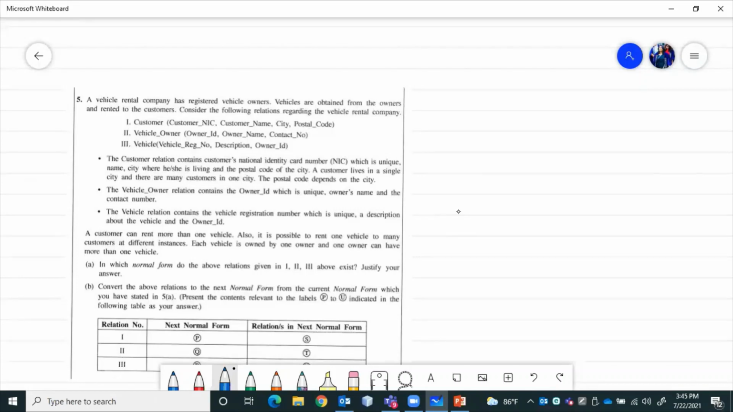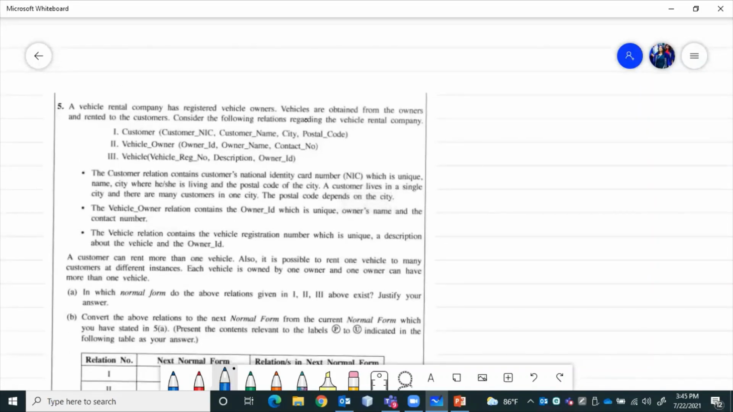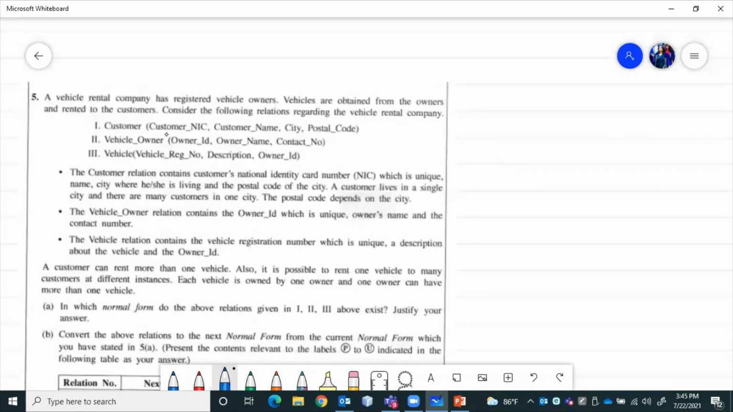Okay. So here it says a vehicle rental company has registered vehicle owners, right? Vehicles are obtained from the owners and they are going to rent it to the customers. The normal scenario which is happening in the real world, right? If you take a cab service, this is the process. Consider the following relations regarding the vehicle rental company, right?